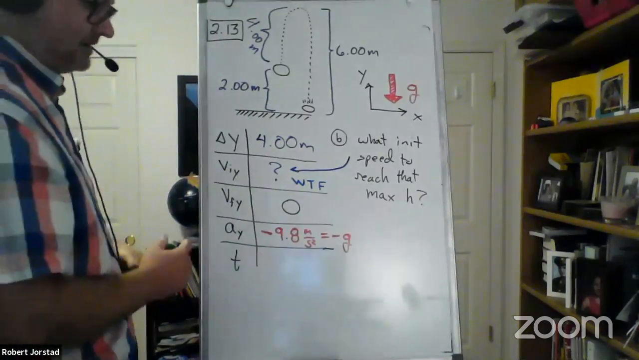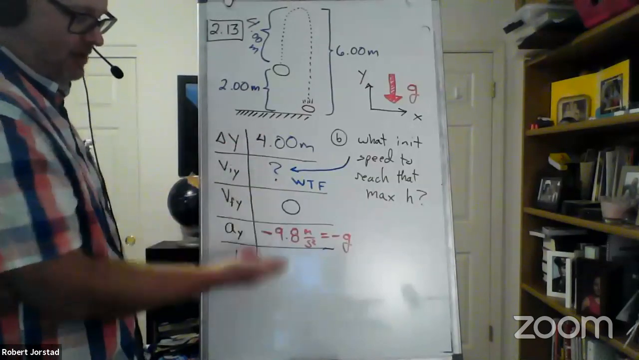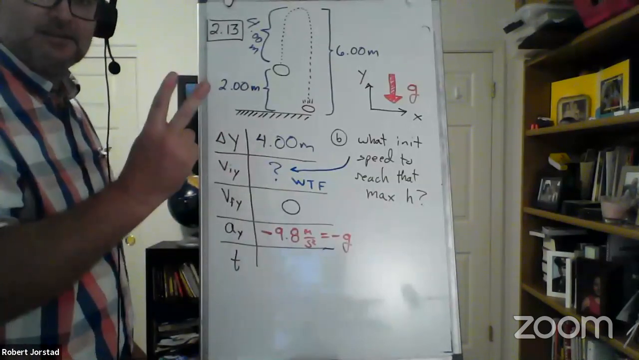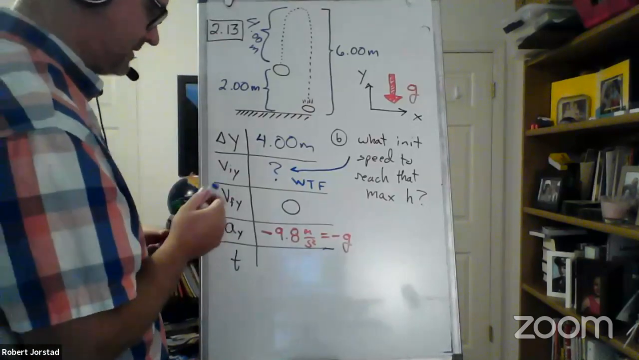And then the time, take a guess. How many unknowns do we always have in a chart of 5? 2. And I'll get the question from the chat in just a sec.